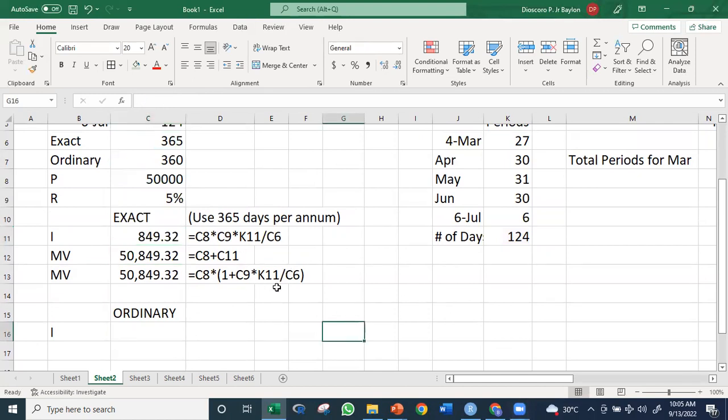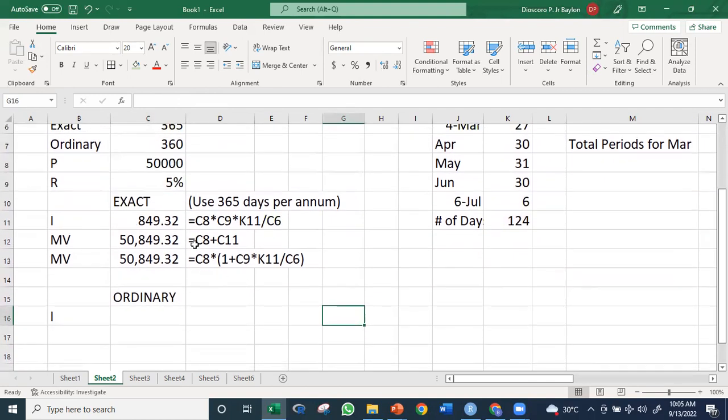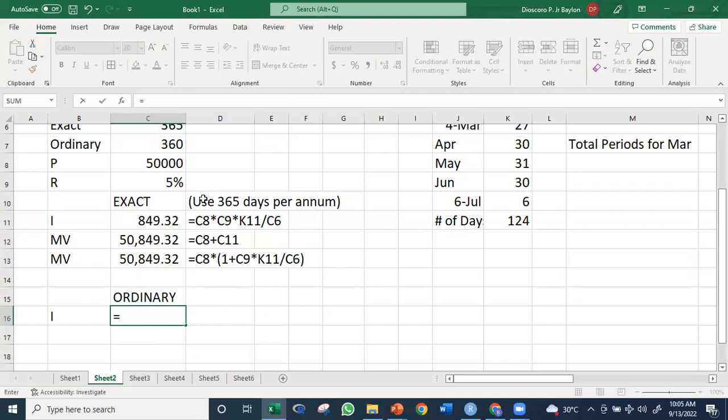Okay, so now it's all linked to particular cells. As much as possible, do not use absolutes in your cell formulas. Separate the givens, so that if the given will change, then automatically you can just change the given. It will link to your formula. So the interest will be equal to the principal times the rate, 5%, times the time. It's also 124, but this time we divide it by 360.